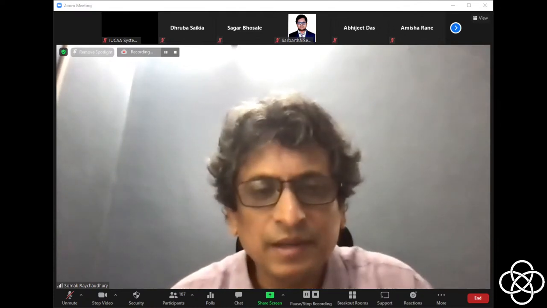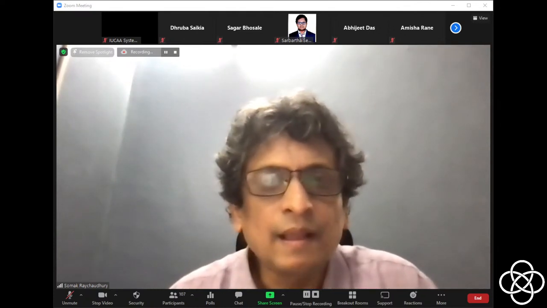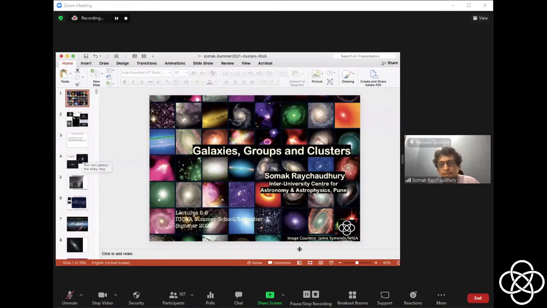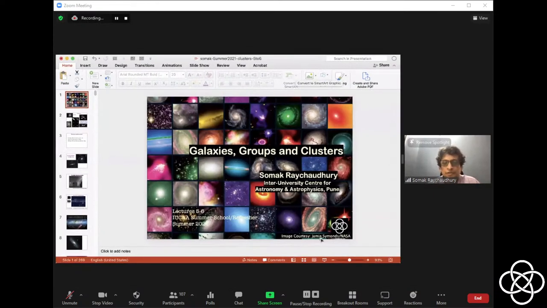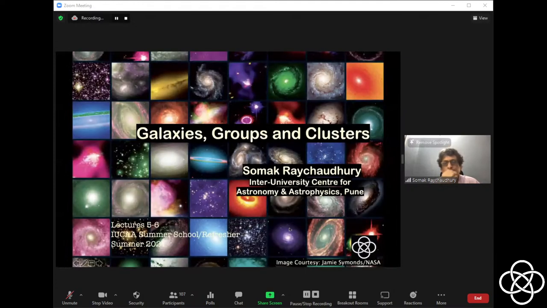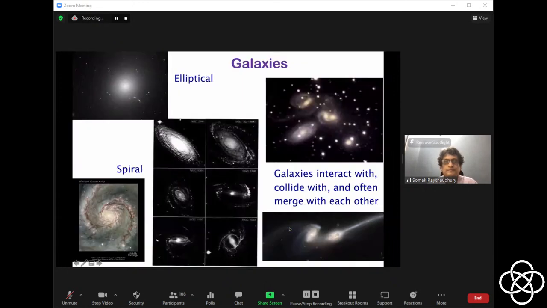Right. So let me share my screen. And see, the galaxies are not the largest things in the universe. They make up some of the structures that we find in the universe. So we're going to talk about groups and clusters of galaxies. Right. So, and this just is a mosaic of various kinds of galaxies that you find in various environments. As I said, there might be some repetition from what I said last time and from what other people have said, but let me go ahead. And anyway, repetition does not hurt.